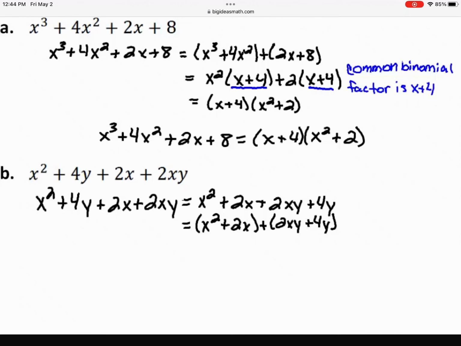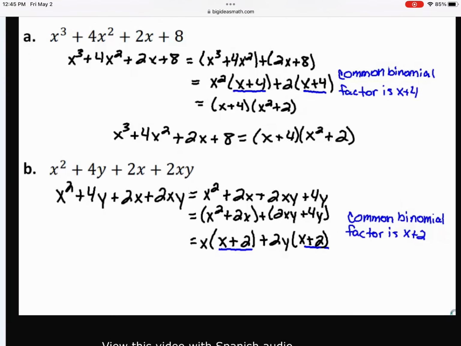Factoring x out of the quantity x squared plus 2x and factoring 2y out of the quantity 2xy plus 4y, you get x times the quantity x plus 2 plus 2y times the quantity x plus 2. This gives you a common binomial factor of x plus 2.